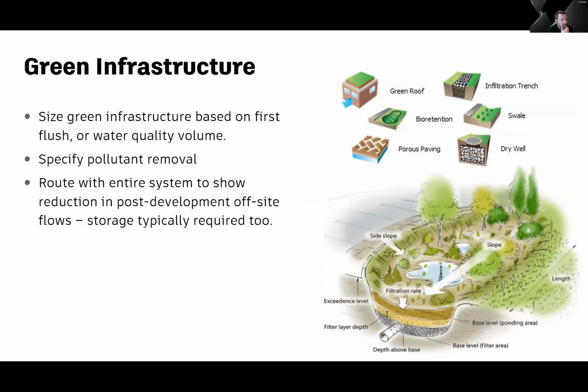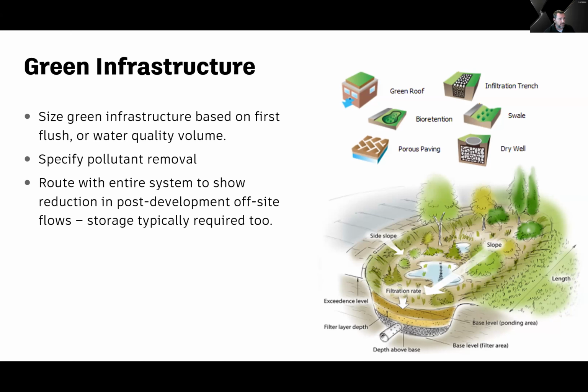And then green infrastructure. Info Drainage can handle a lot of these LID type elements and be able to do some initial water quality volumes or first flush just to make sure you have the right amount of LID elements, and then also specify some pollutant removal methods to make sure that you're removing the right amount based on the LID elements you have. And of course, route this through the rest of the system.